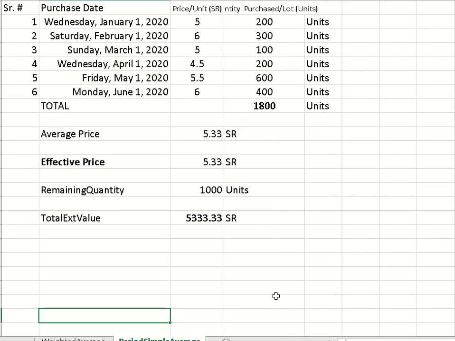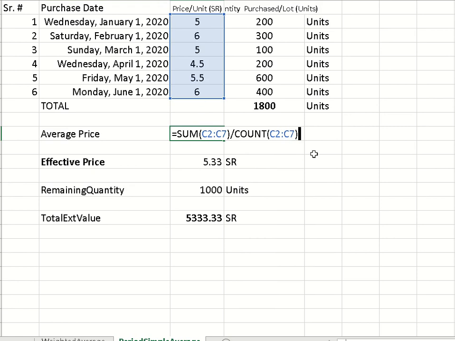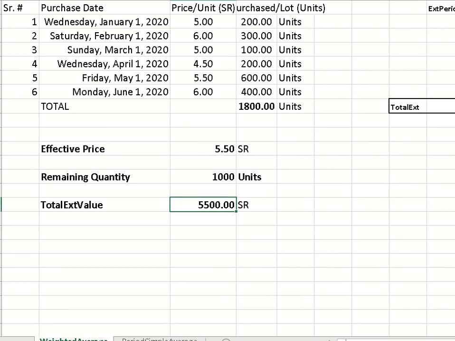In this particular case, we have the periodic simple average. All right, so the average price is just the total divided by the quantity, the count, for a fixed period. Maybe this should be a simple average price for every quarter. So for that quarter, the effective price is 5.33. Multiply that by the quantity, and so you come out with this.